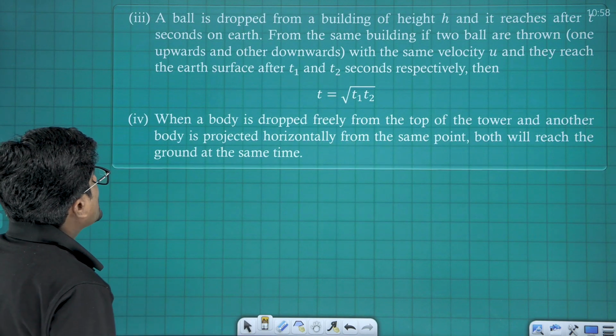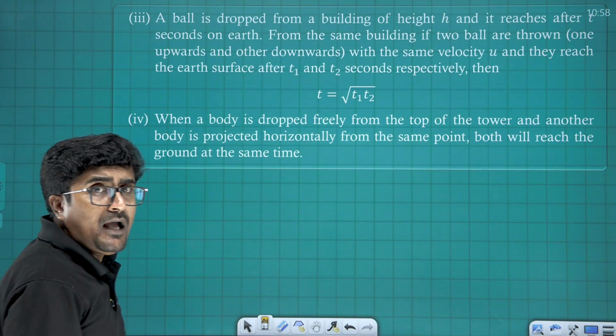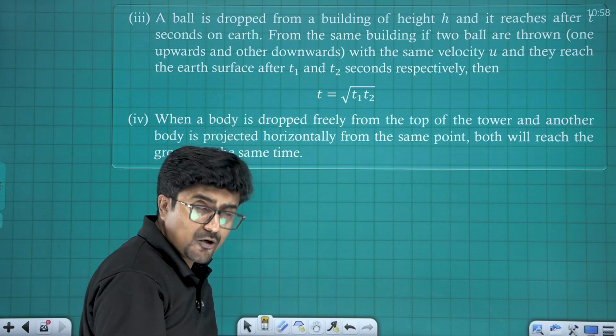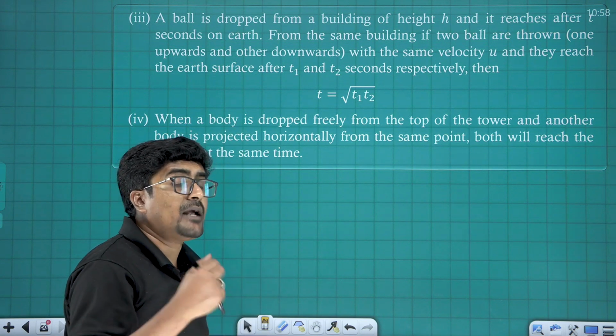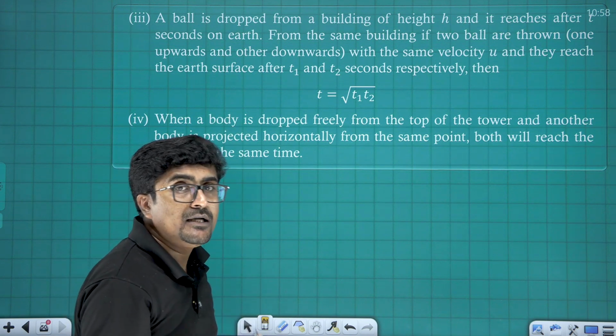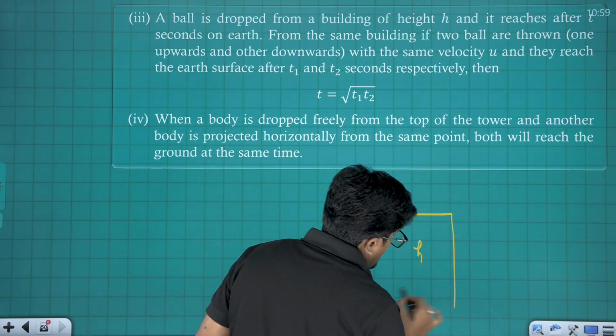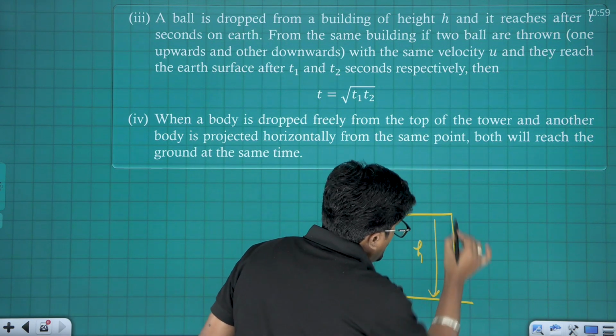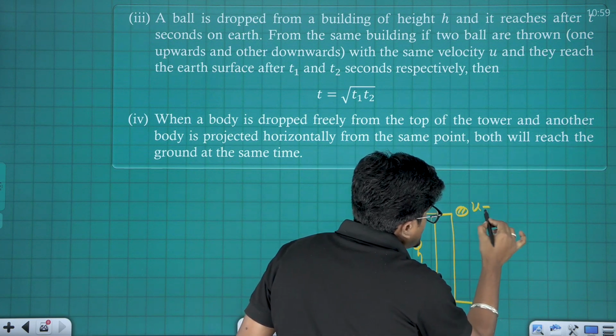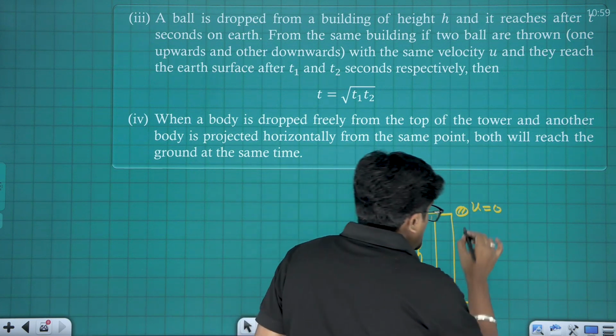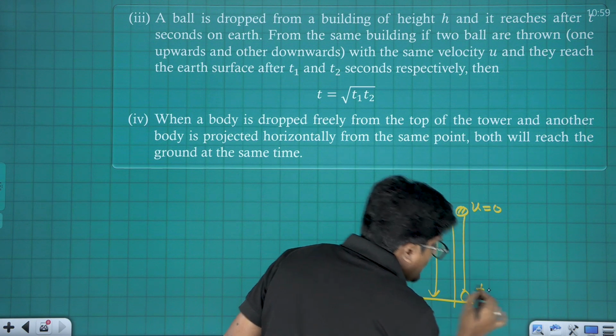The next is, a ball is dropped from a building and the time taken for this ball to reach the bottom is small letter t. I repeat, the time taken by the ball to reach the bottom is t. And so here this is the building, height is h. First case, I am dropping the ball, that means u equal to 0. So now it reached here with a time of t.